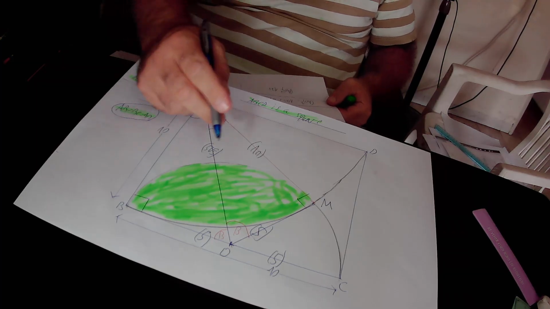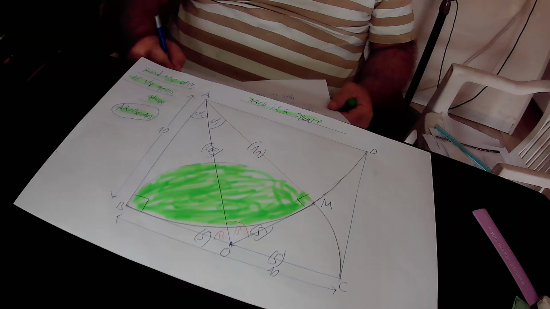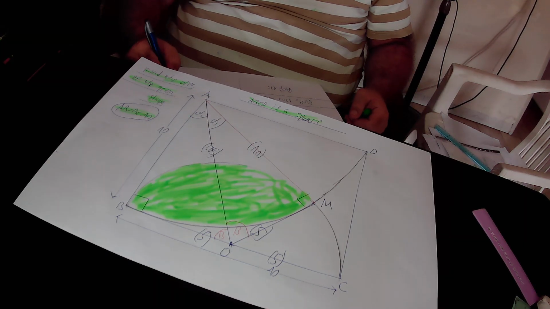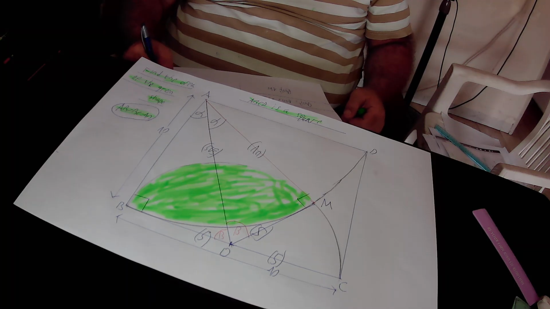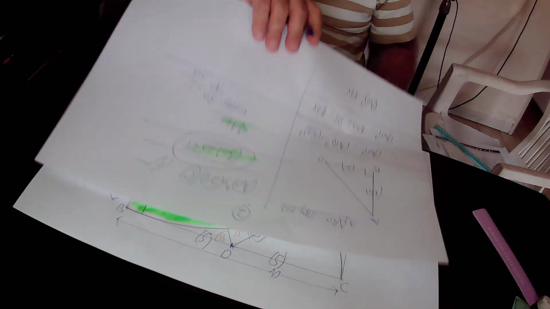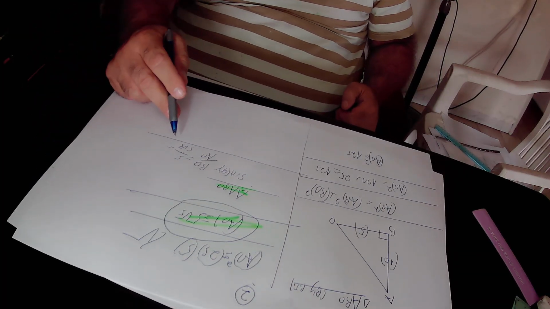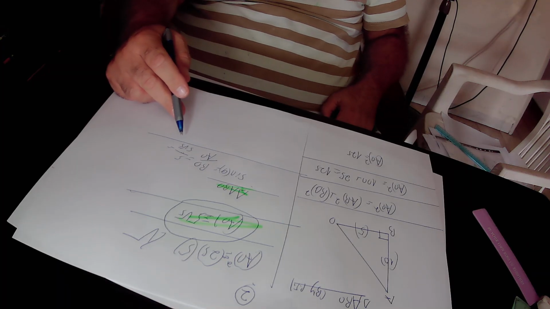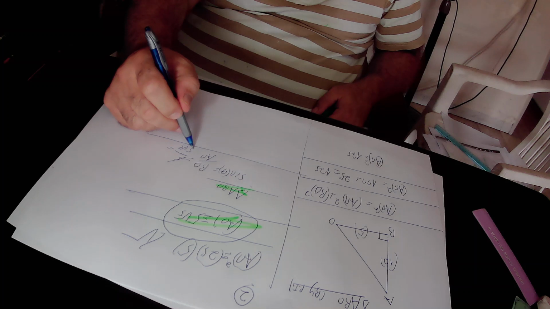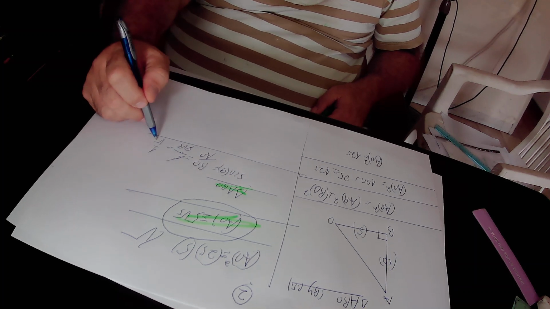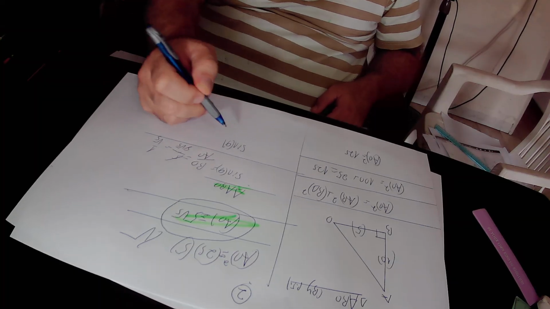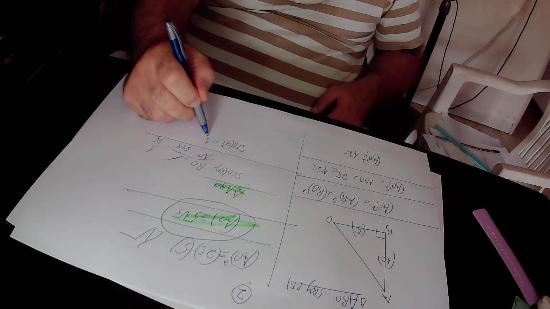BO is 5 over AO. AO is 5 times root of 5. So in total, sine alpha equals 5 over 5 times root of 5. We have 5 in the numerator and 5 in the denominator, so 5 will get cancelled, and we are left only with 1 over root of 5. So in total we find that sine alpha equals 1 over root of 5.